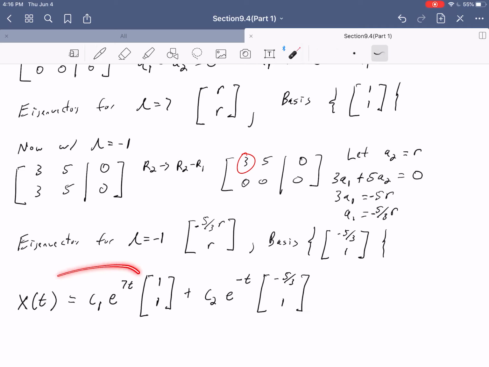There's our solution. Could you format it another way? Sure, you could put all this together so that it just sits as a single vector function, something like c1 e to the 7t minus 5/3 c2 e to the negative t would be the first element, and the second element would be c1 e to the 7t plus c2 e to the negative t. But this is a totally fine presentation of that. Okay, so this is our first example of going through and solving a non-defective constant coefficient system of linear differential equations. Let's go ahead and take a look at a couple more.